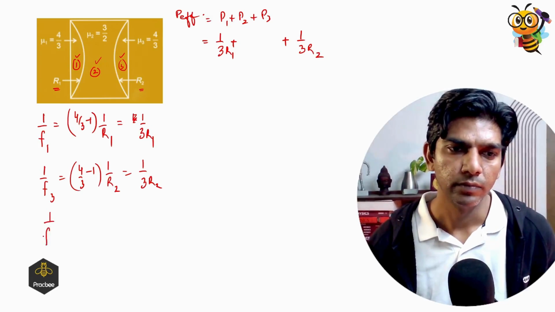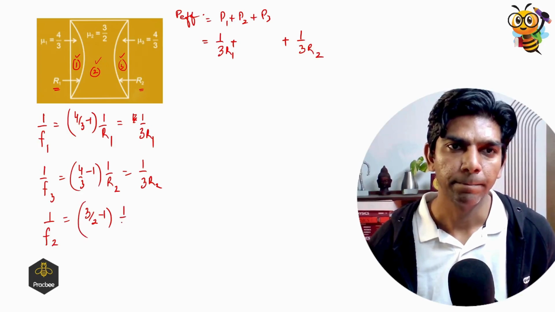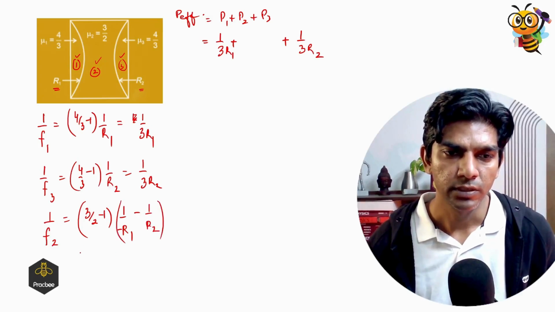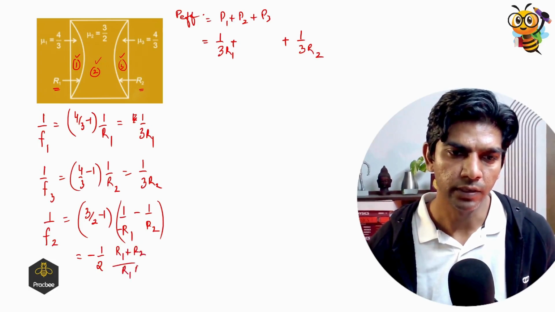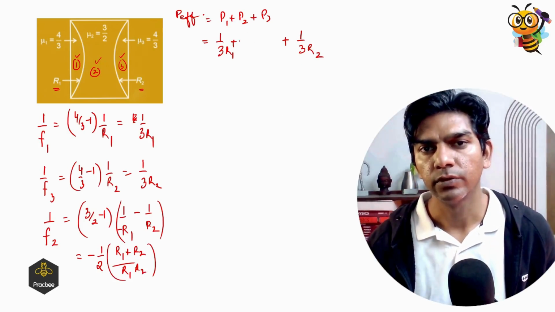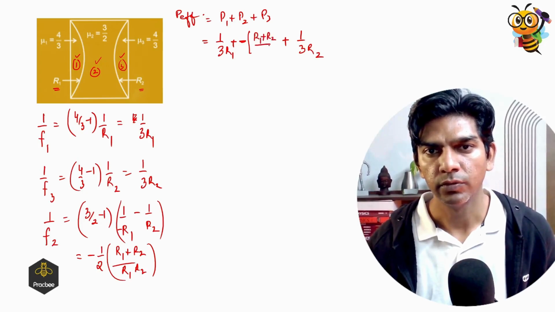And for the middle one, 1 by F2 will be 3 by 2 minus 1, times 1 by minus R1 minus of R2. So this comes out to be 1 by 2 with a negative sign, so it will be R1 plus R2 divided by R1 R2. And in case of a diverging lens, the power is negative. So it will be minus of R1 plus R2 divided by 2 times R1 R2.